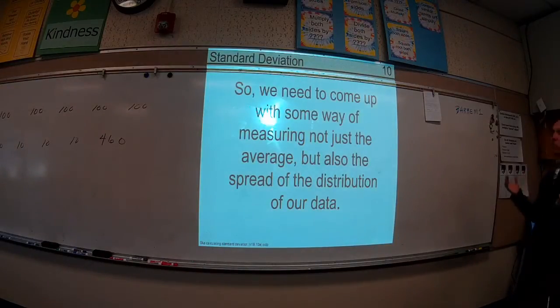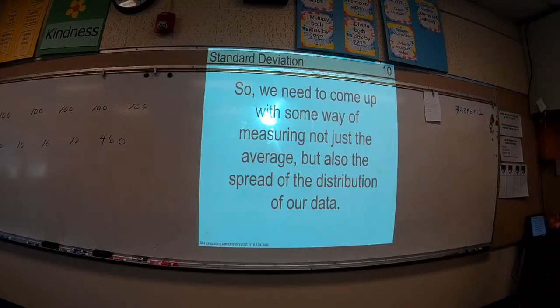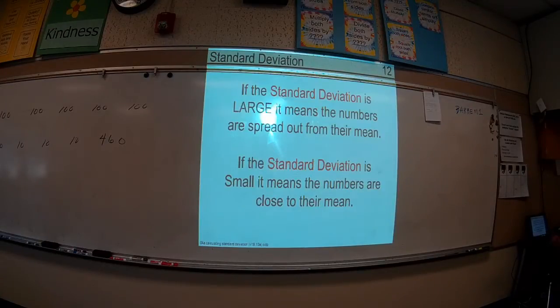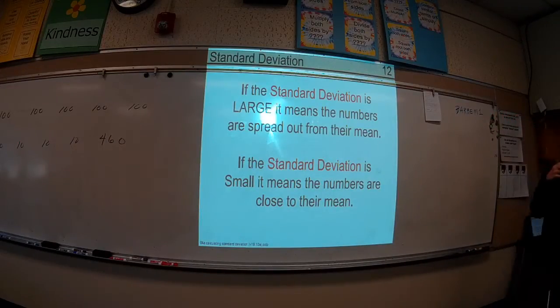So we need to come up with a way of measuring not just the average, but also the spread of the distribution. And that's the standard deviation. It's a number that measures how far away each number in a set of data is from their mean. So it tells us kind of how spread out the data is. If the standard deviation is large, it means the numbers are really spread out. If the standard deviation is small, it means the numbers are really close in.